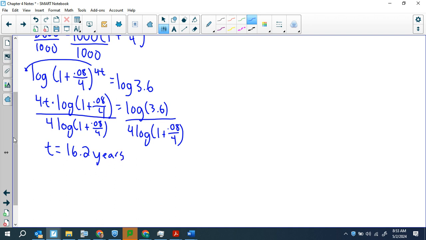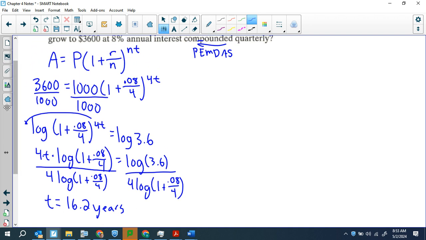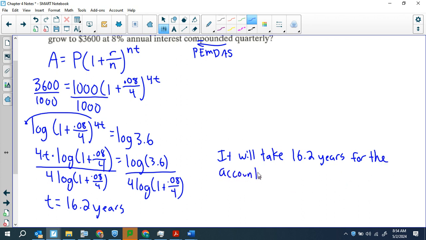All right, so again, we're not done until we make that little statement. What is this saying? It's saying after 16.2 years, how much is going to be in our account? 3,600. So it will take 16.2 years for the account to get to $3,600.